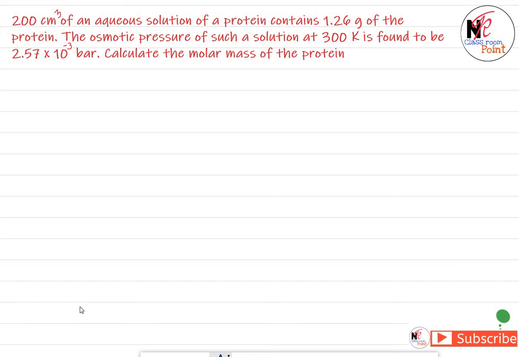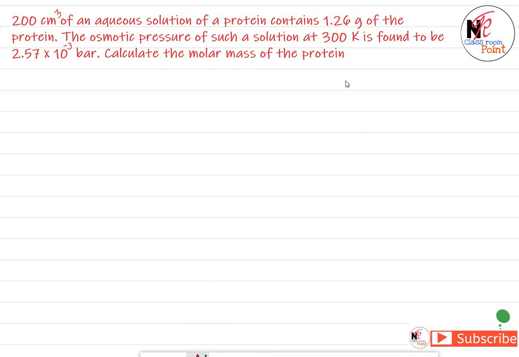In this session, we shall discuss some problems based on the osmotic pressure. So the given question here is: 200 cubic centimeters of an aqueous solution of a protein contains 1.26 grams of the protein. The osmotic pressure of such a solution at 300 kelvins is found to be 2.57 × 10^-3 bar. Calculate the molar mass of the protein.